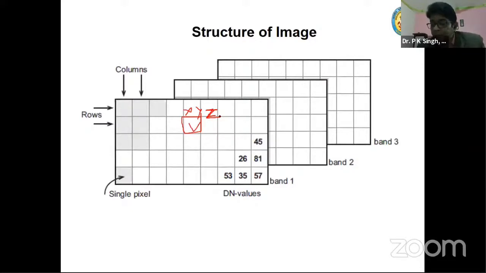So it will be on the basis of radiometric resolution. Radiometric means how many numbers it can store. You can remember 1 bit data. 1 bit means 2 to the power 1, which is 2. An image having 1 bit can store only 2 values: 0 and 1. Suppose it is 8 bit. 8 bit means 2 to the power 8, which is equal to 256.